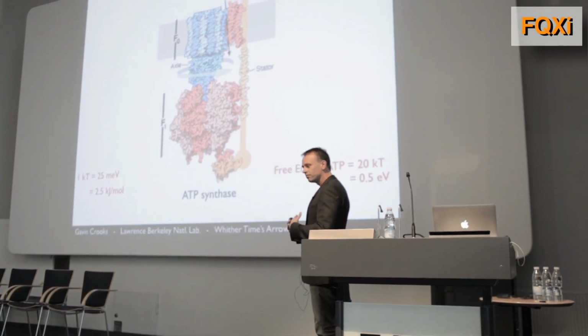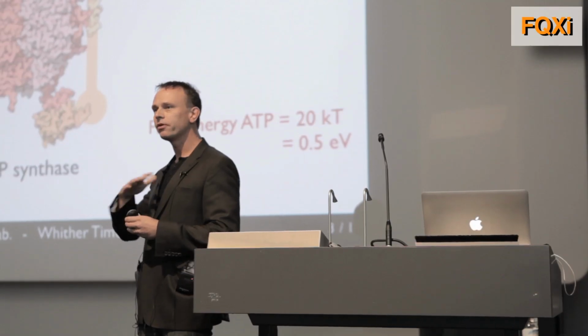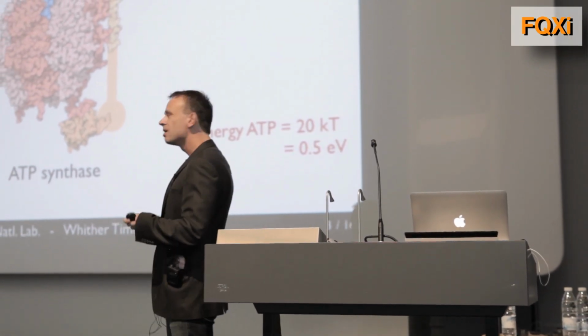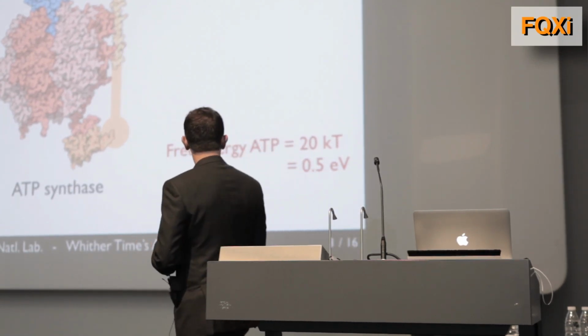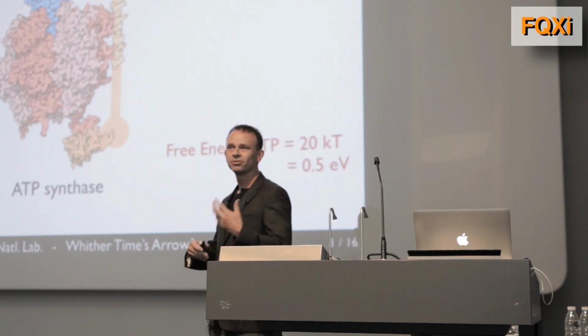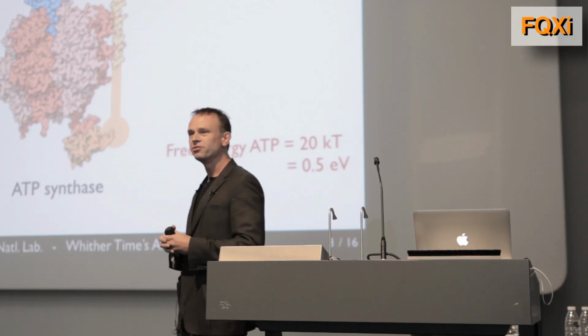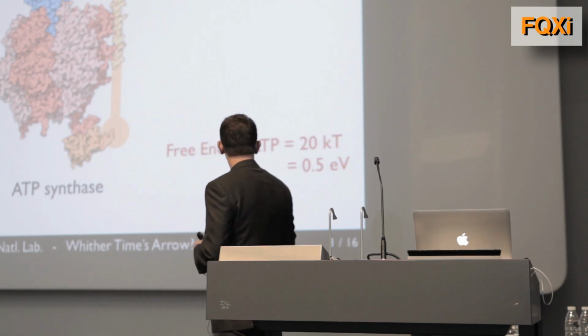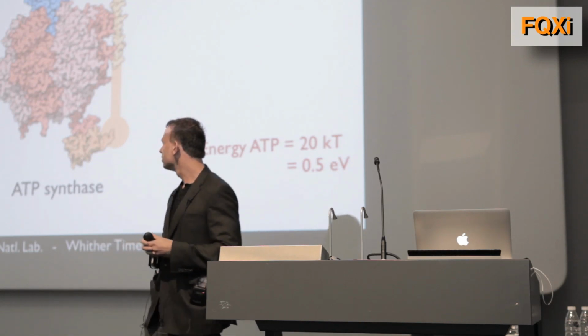These molecular machines are fundamentally different in operation from the kind of machines we're used to thinking about in the macroscopic world. The basic difference is that the energy scale these machines operate at is very close to the thermal energy scale. For example, ATP has a free energy on the order of about 20 times thermal energy. kT is our natural unit when thinking about statistical mechanics. It's the natural energy scale of thermal fluctuations at 300 Kelvin, which is roughly what we're mostly operating at. That's about, pick your favorite unit of energy, 25 millielectron volts, or 2.5 kilojoules per mole.